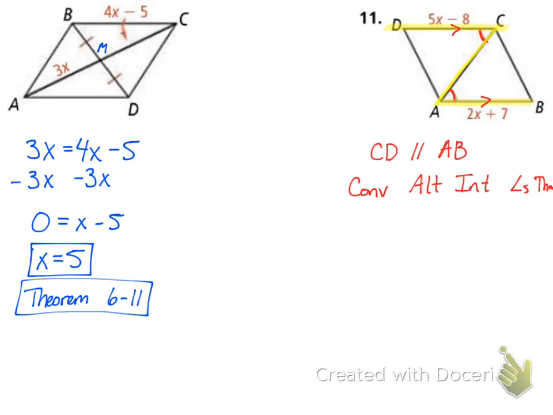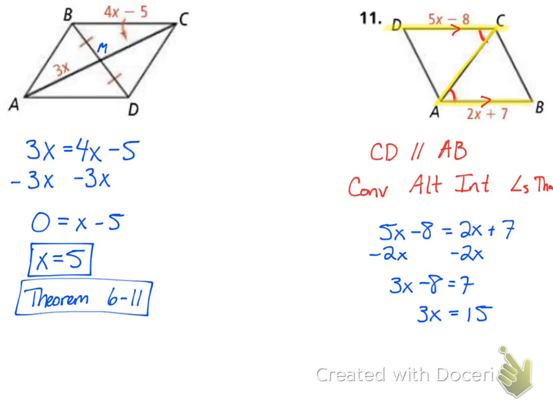So 5x minus 8 is equal to 2x plus 7. Subtract the 2x over to the other side. Get 3x minus 8 is equal to 7. 3x is equal to 15 by adding the 8 to the other side. So x is equal to 5. So I proved that the top and bottom are equal and parallel. So that would be theorem 612, the last one that we have on that page.